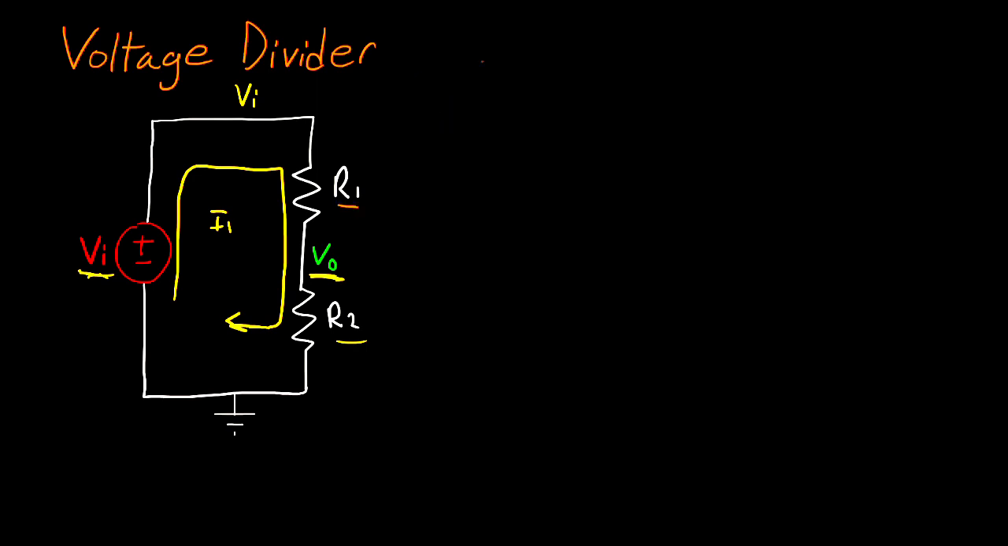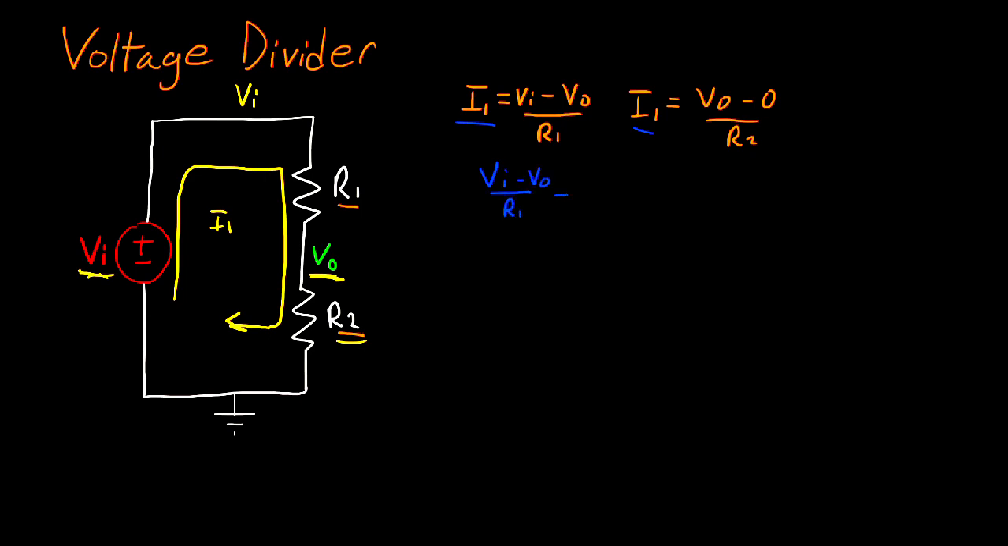We'll start off with the equation for R1. And that's going to be an Ohm's law equation that says I1 is equal to VI minus VO divided by R1. Now moving on to R2, we can say that I1 as well is equal to VO minus 0 divided by R2. Now, because both of these are I1 equations, I can equate these two together, and I'll have that VI minus VO divided by R1 is equal to VO divided by R2.